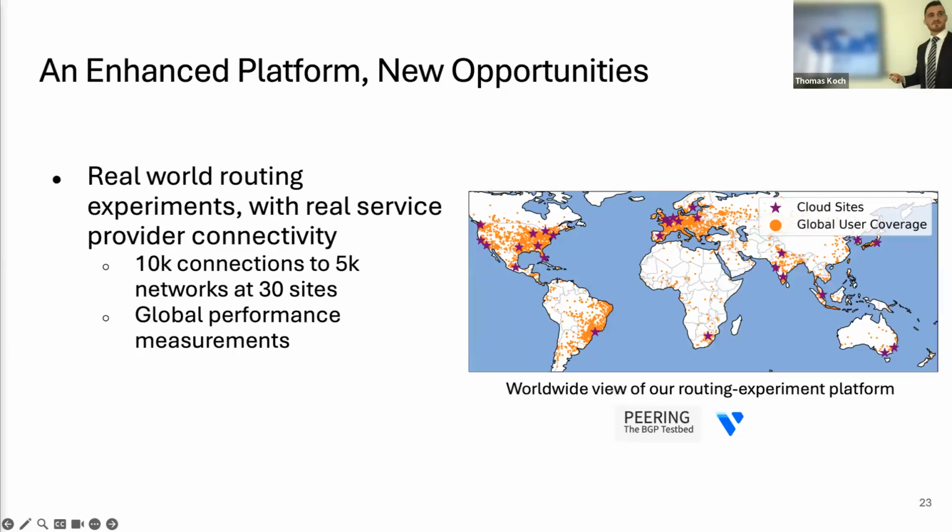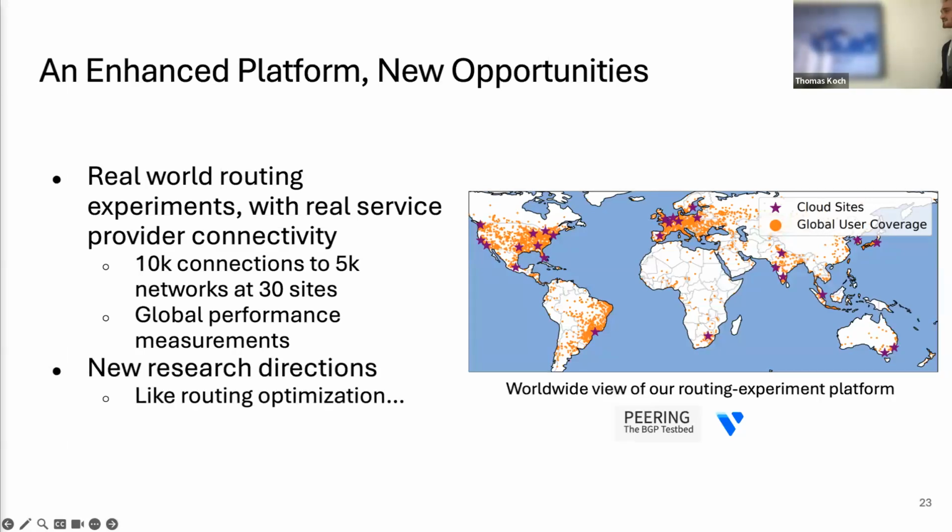When I was interning at Microsoft, they wouldn't even let me do that. If I said, oh, I want to advertise an address from your network, they'd be like, ha, good luck. So this is a really great opportunity, and it enables new research directions, like routing optimization. And so I'm going to show you how I use this platform to enable a new idea that I'm going to talk about next.